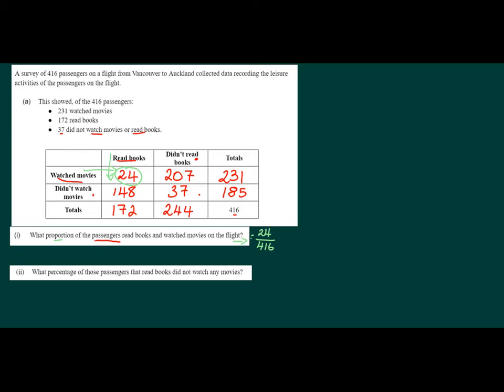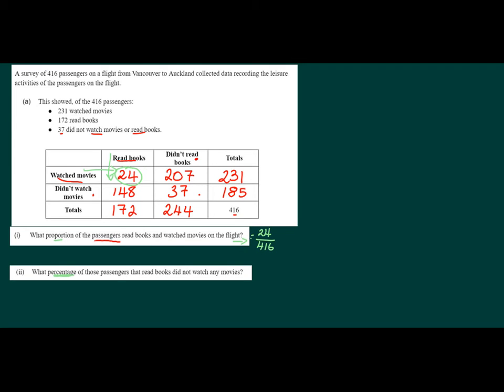The second and last question, so this is a nice short task today, is what percentage of those passengers that read books did not watch any movies? So there's two key parts to this because this is a merit question. So first of all, they're asking for a percentage. So we need to make sure our answer is as a percentage. Secondly, we need to ask what part of the table up above covers what they're asking for.